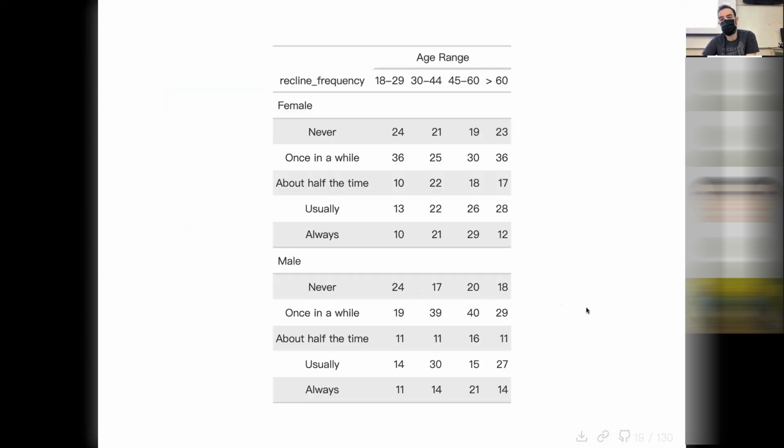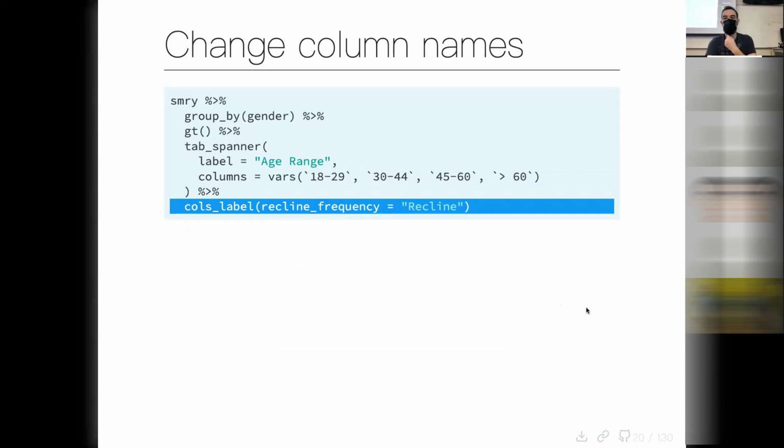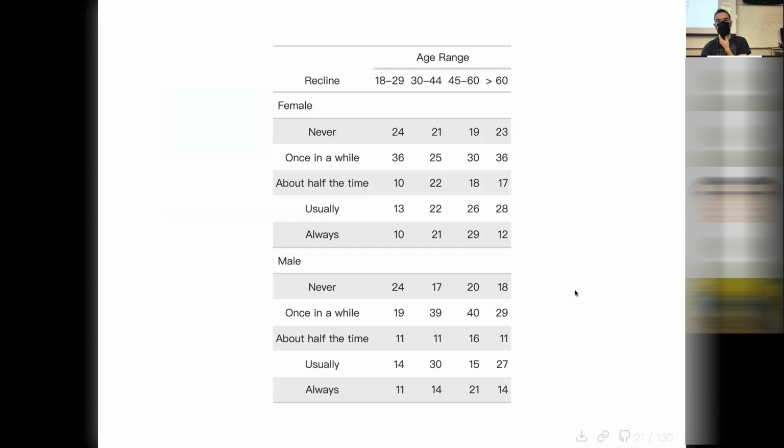Okay, so it should look like this now. And now we're going to change the column names. Okay, so we have this one that's called recline_frequency right now. And I don't really like that name. So instead, I'm just going to say cols_label. This one that's called recline_frequency is going to equal recline. Okay, and I only have one column that I'm relabeling here, but this works just like the rename function in dplyr. Except I guess it's backwards from the way it is in dplyr. So what it was is equal to what you want it to be. Okay, and now we're looking like this.